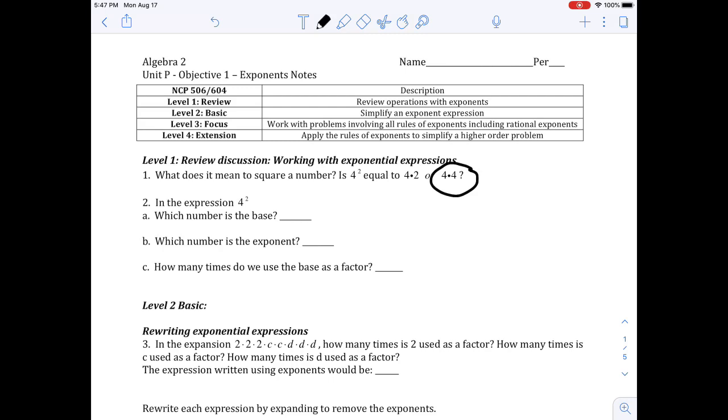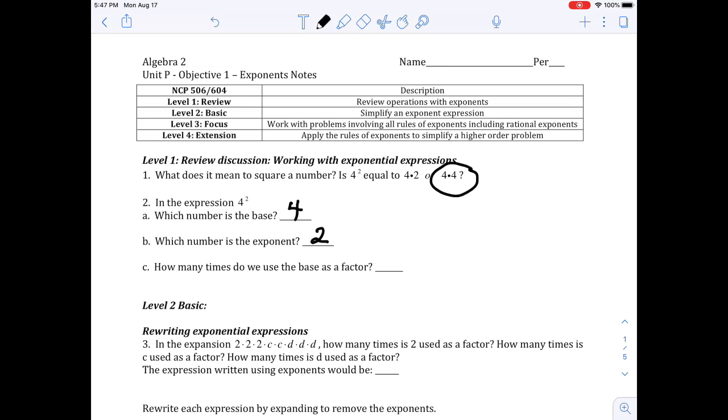In the expression 4 squared, the base of the expression is the number 4. The exponent is the number 2. So we would say that expression as 4 to the second power, or 4 squared.